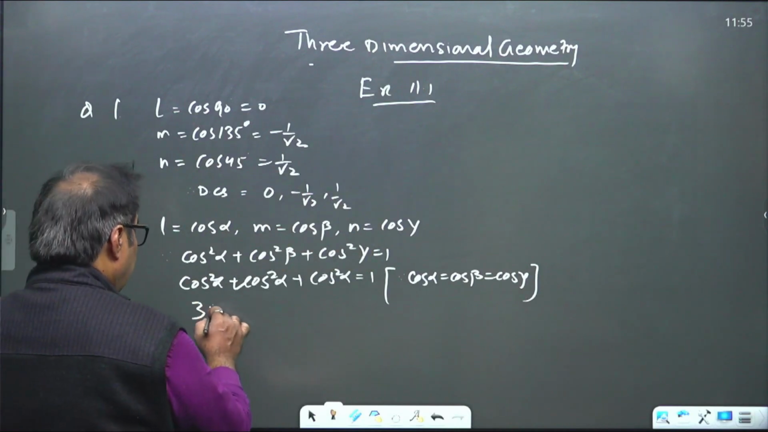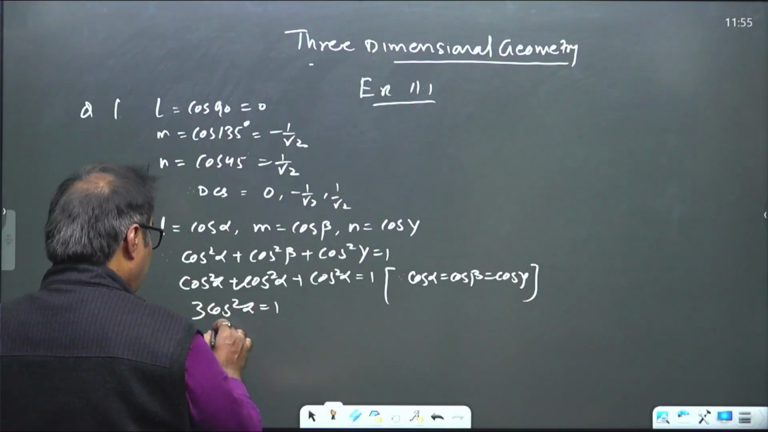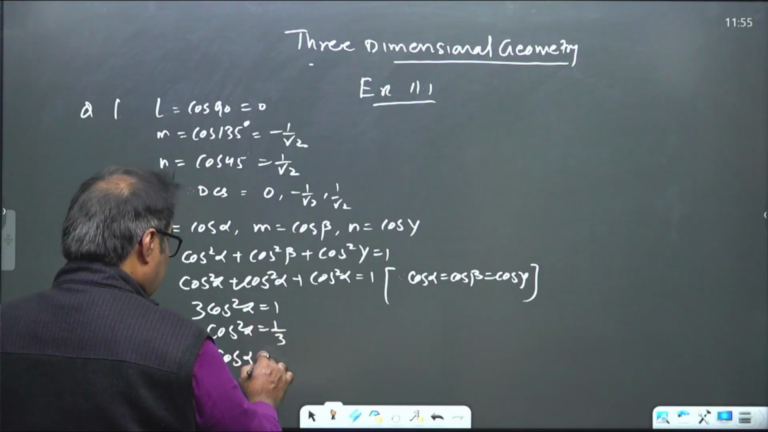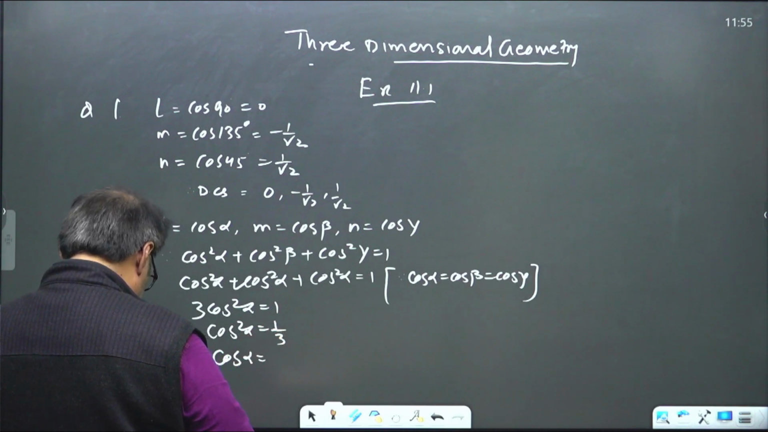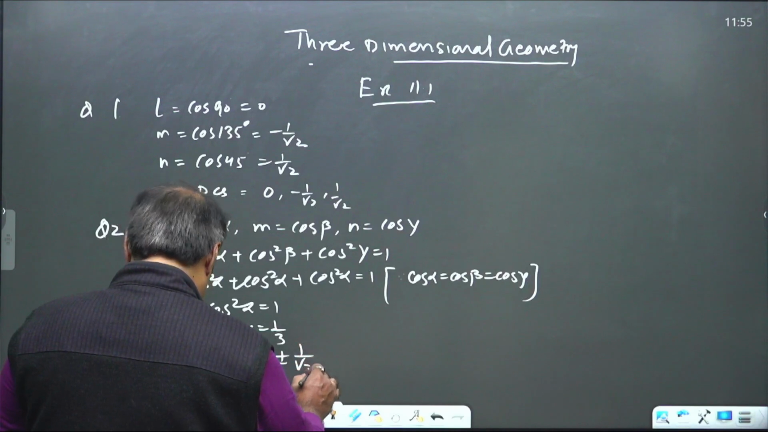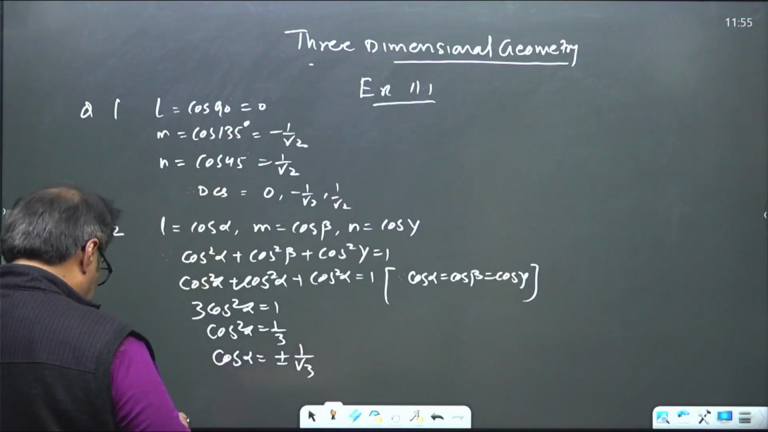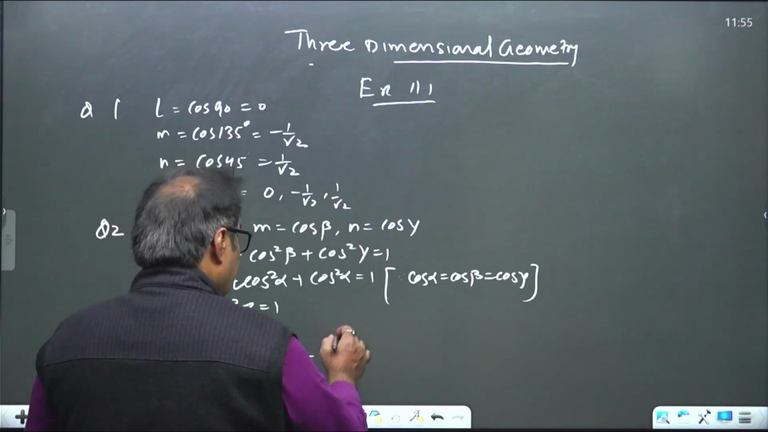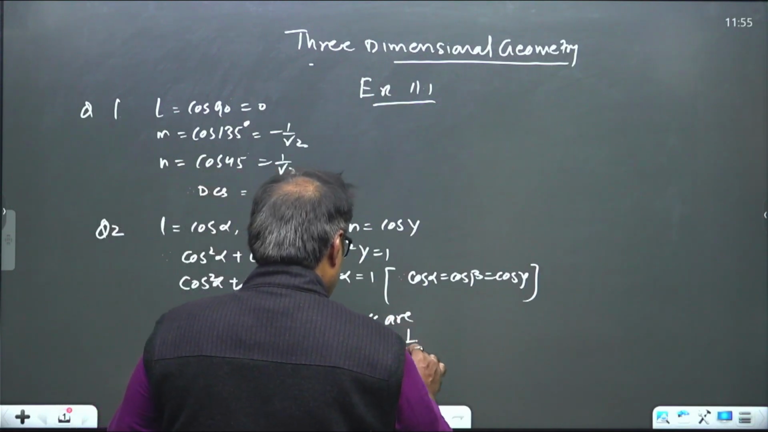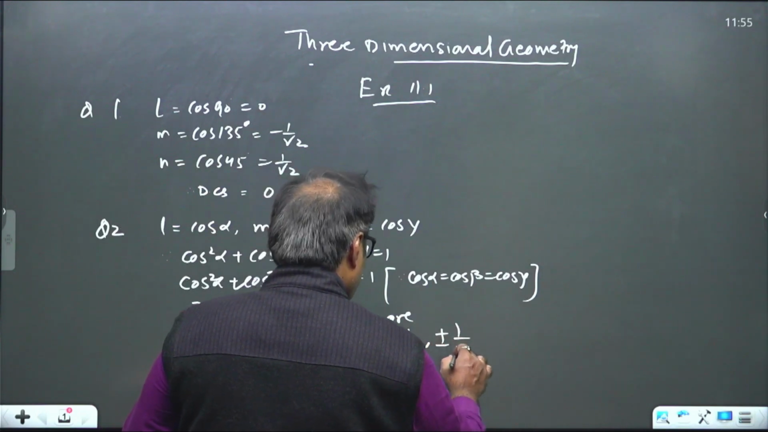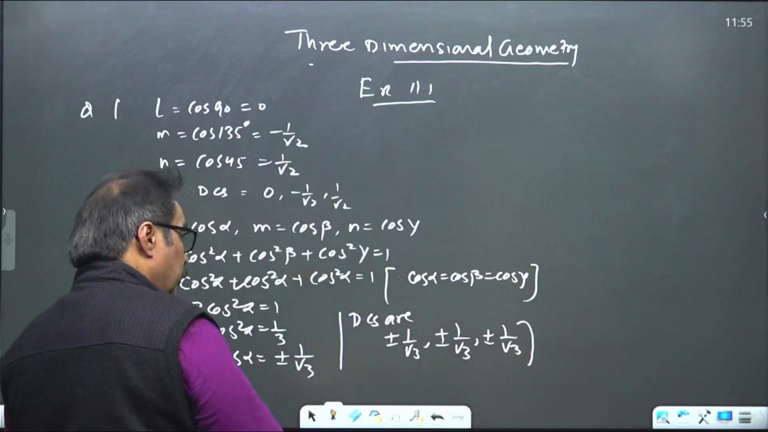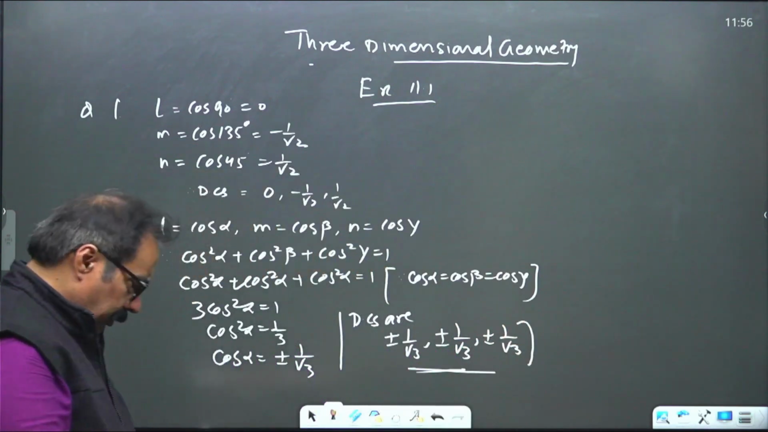So 3 cos square alpha is equal to 1, so cos square alpha is equal to 1 by 3. So cos alpha is equal to plus minus 1 by root 3. Hence the direction cosines are plus minus 1 by root 3, plus minus 1 by root 3 and plus minus 1 by root 3, and this should be the answer of question number 2.